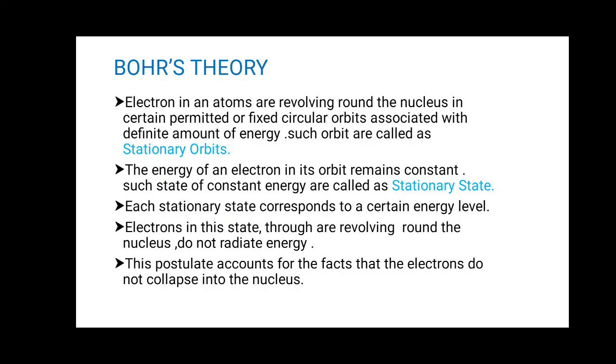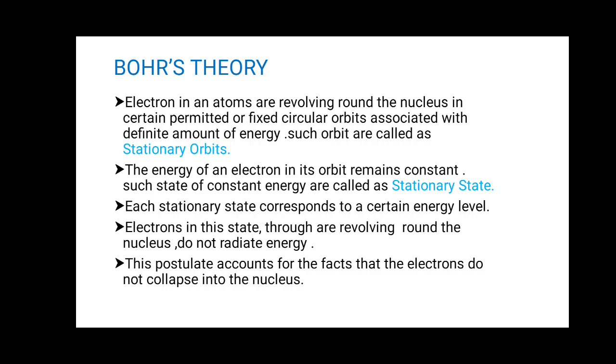In atomic structure there is a fixed nucleus. Around the nucleus there are electrons. They revolve around the nucleus in fixed permitted circular orbits, each associated with a definite or fixed amount of energy. Such orbits are called stationary orbits.